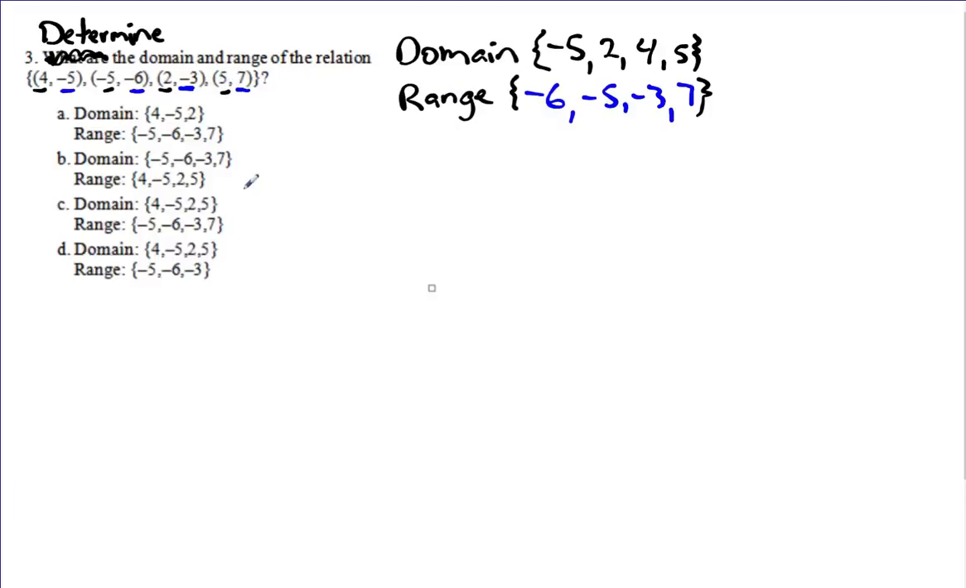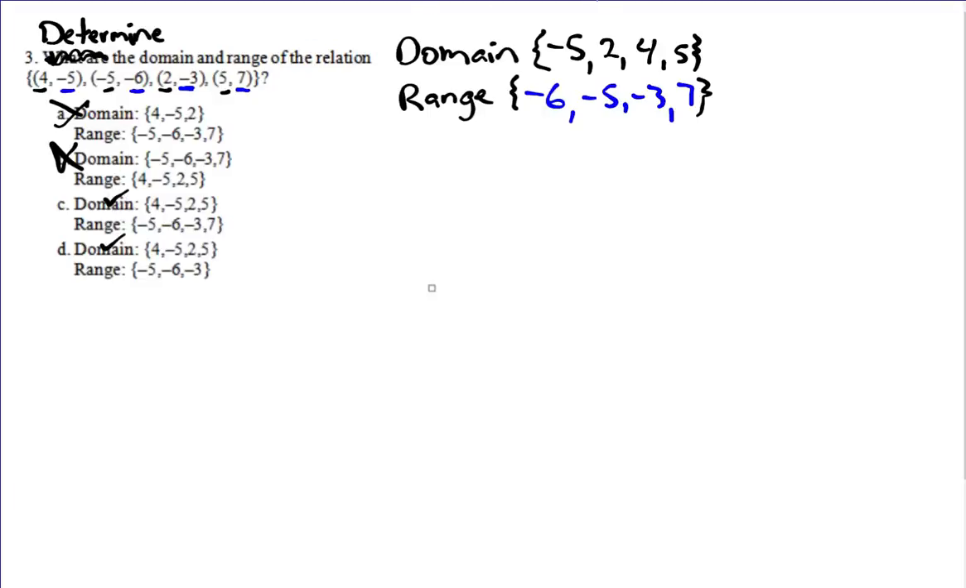Fortunately, it's not. So we gotta figure out which one's right. They just did it from left to right, so our domain should look like 4, -5, 2, 5. So let's see, 4. No, I'm missing one here. -5, -6. There's no -6 there. 4, -5, 2, 5. Okay, that's good. 4, -5, 2, 5. That's good too.